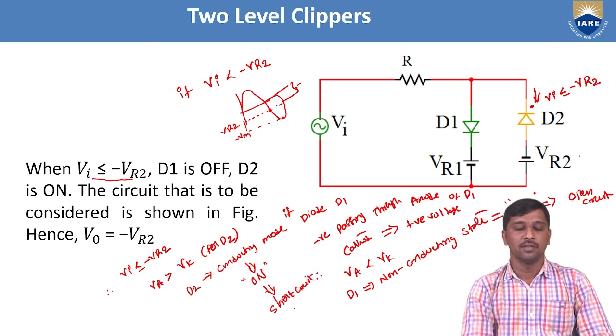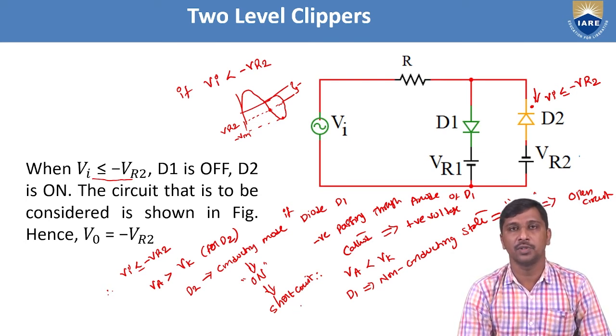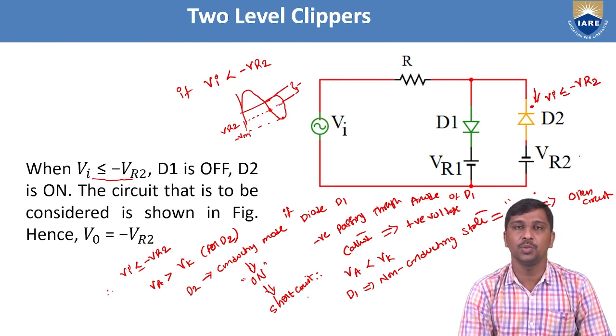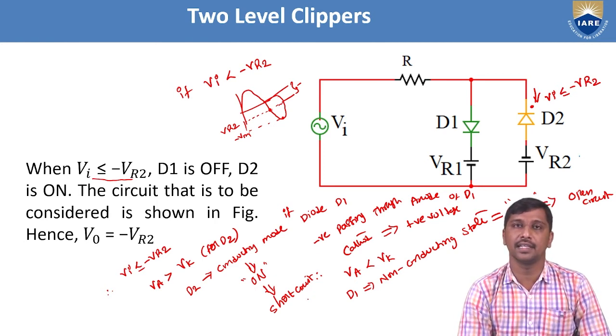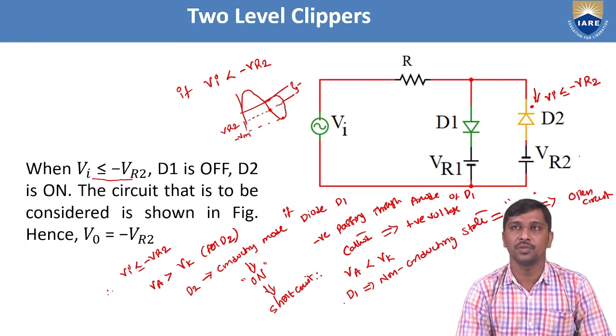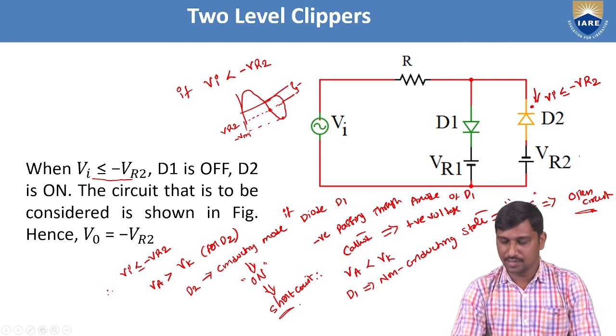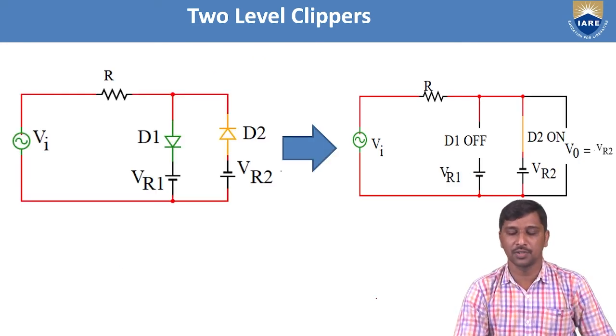So, hence, we observed that when the input voltage is less than or equal to minus VR2, D1 acts as a non-conducting state and D2 acts as a conducting state. Hence, we need to draw the equivalent circuit based on this approach. From that point of view, now we need to replace the diode D1 with the open circuit, and the diode D2 is replaced with a short circuit. Hence, here I'm going to redraw the circuit.